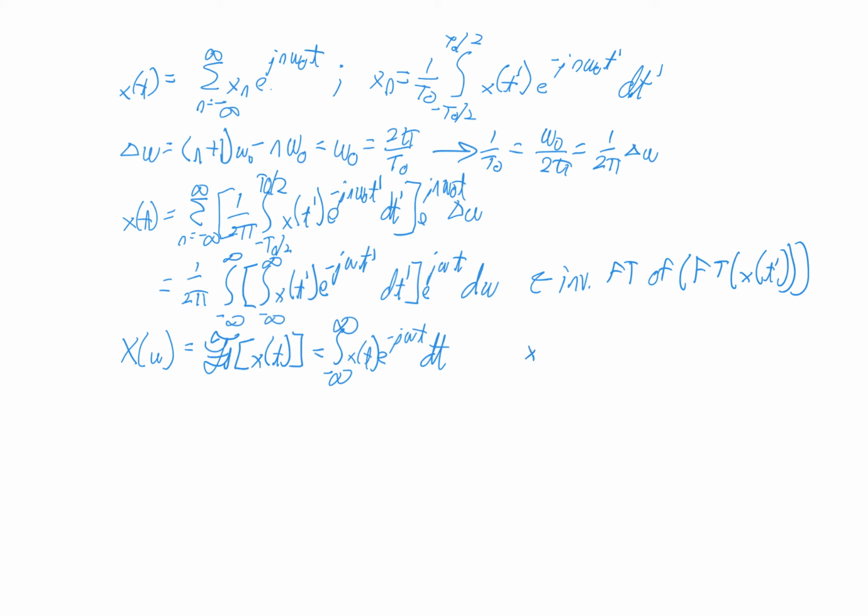And then the inverse transform is the outer part of the equation above, so we can recover the signal x of t from its Fourier transform function X of omega.